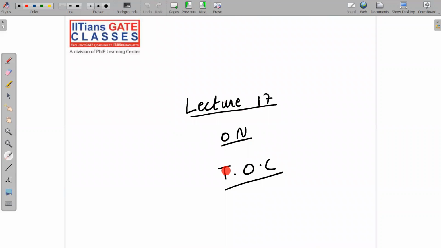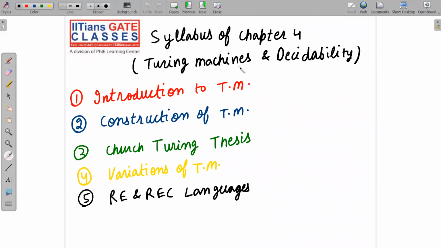This is lecture 17 on TOC, and in this lecture we are going to start chapter 4, that is Turing machines and decidability. So we are going to start this chapter, and first we will discuss the syllabus of this chapter, and then we will move to the first topic. Okay, so the very first topic is introduction to Turing machines.